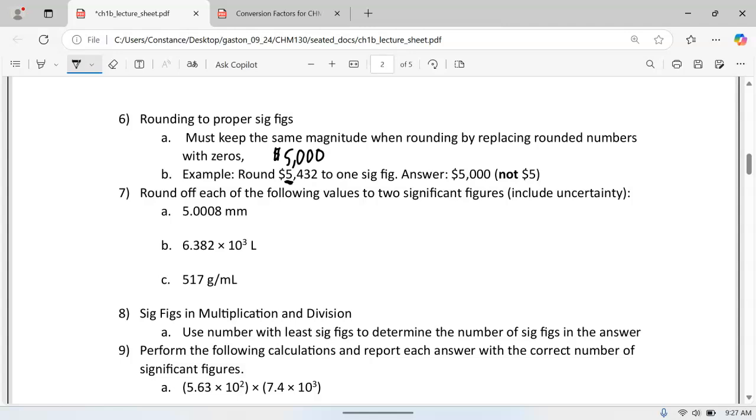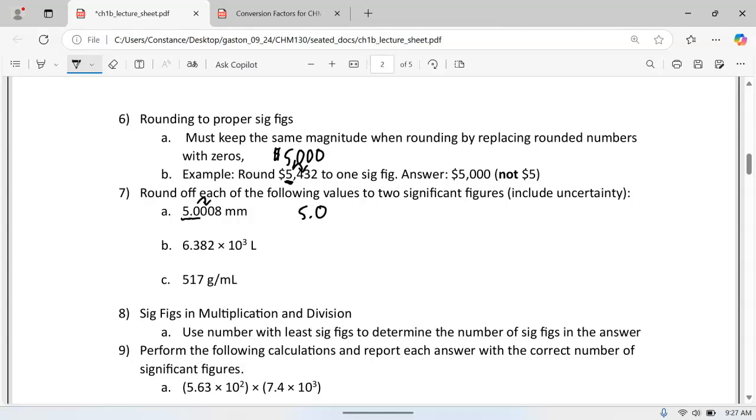So let's try some examples here. We're going to round off each of the following values to 2 significant figures. Okay, so in order to do that, we're going to start with the leftmost non-zero digit. And if we want 2 digits, then we want to take the digit next to it. And then we're going to look to the digit next to that to decide whether we round up or down. Right? So in this case, that 4 next to that 5 told me to round down to 5,000 instead of up to 6,000. So here again, that 0 tells me to round down, and I'm left with 5.0.